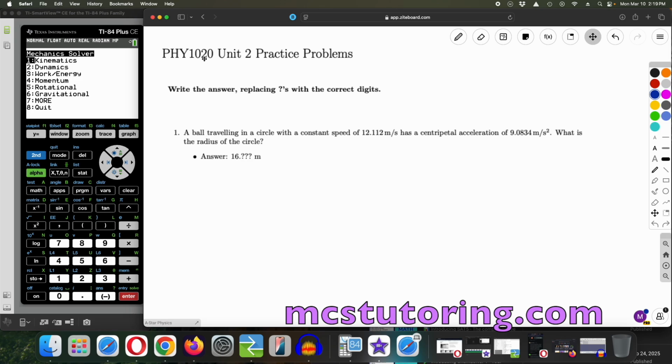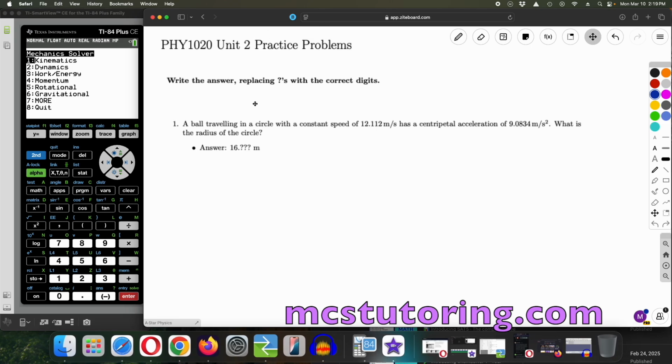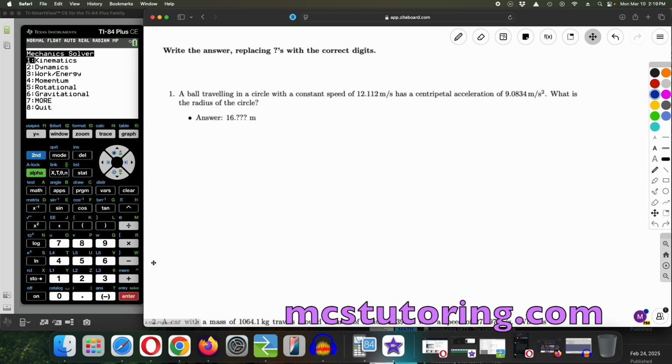A Star from, let's say, California, from Florida. I'm in California. She had physics 10, 20, unit 2 practice problems. She said, hey, can your calculator do this? And I'm like, I think so. So let me go through it.